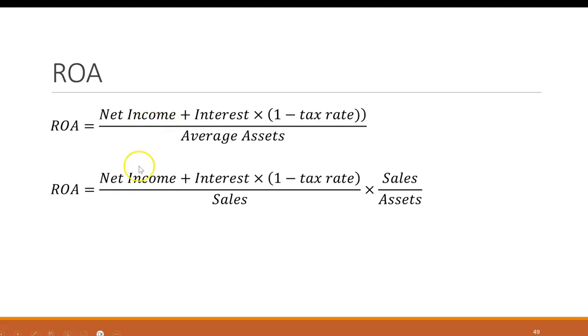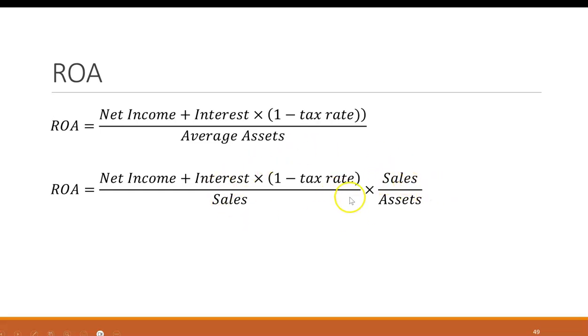But we could also write it this way, which is net income plus after-tax interest divided by sales. Now that gives me the profit margin, what we call the EBI profit margin. So it's saying, look, after paying all your expenses, but before paying your interest, what percent of your sales do you have left over to pay your investors? And then I'm multiplying this times sales divided by assets. And if you remember, this is the asset turnover. It's saying, how good a job are you doing of managing your assets and turning those into sales?